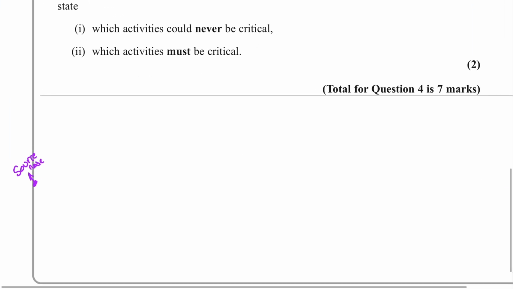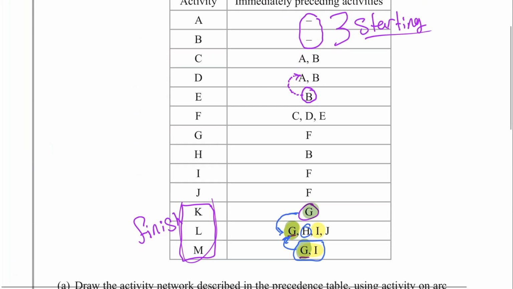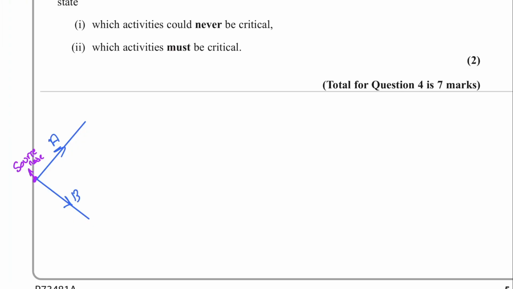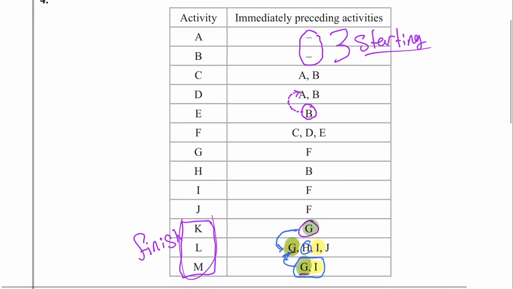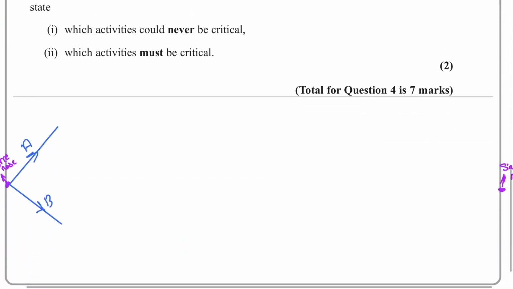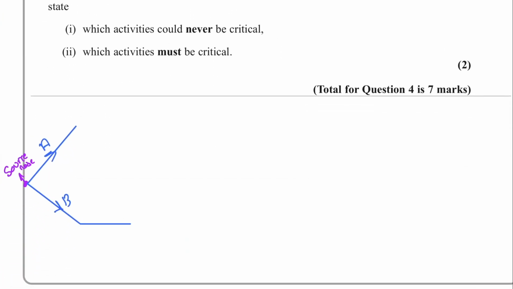I've labeled my source node and my sink node. We said that A and B are going to be our starting activities, so we can start by drawing these out. This one is going to be A. And this one is going to be B. Now, if we go back to the table, we did A, we did B, now C, D, and E. E comes straight out of B, so let's just do E first. We should always label that. There's a node over here. So this one should be E.